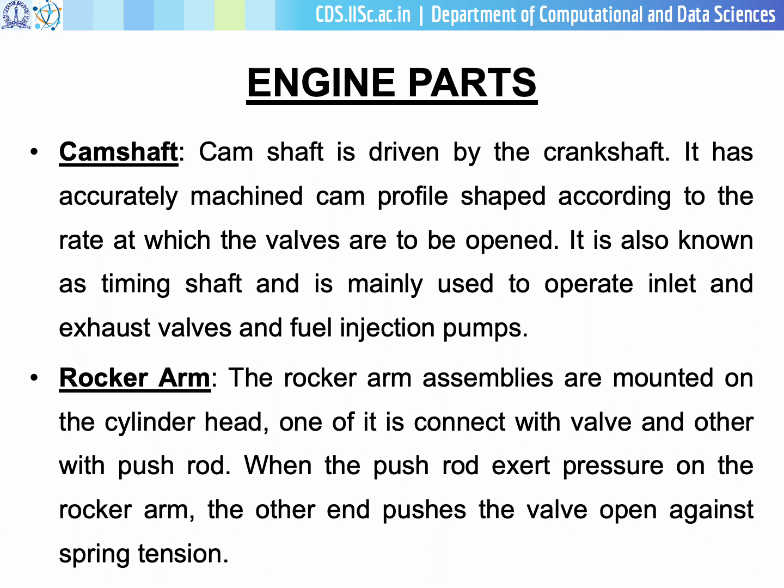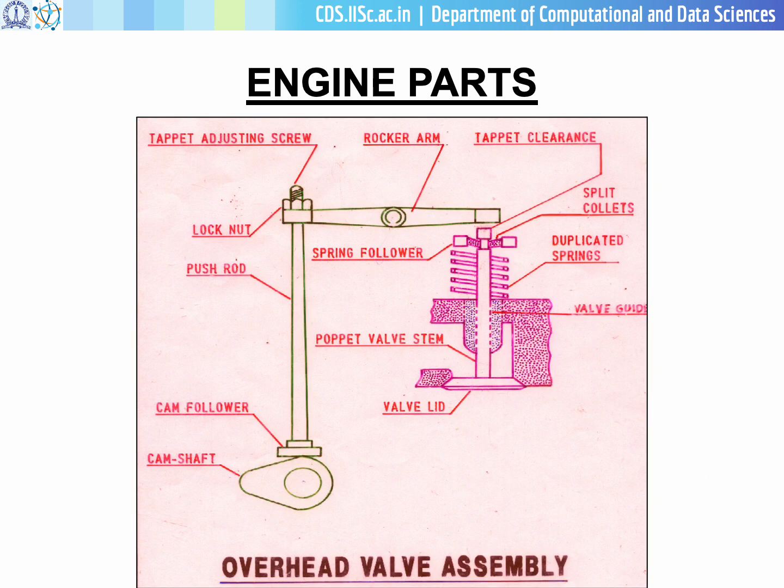The rocker arm. The rocker arm assemblies are mounted on the cylinder head. One end of it is connected with the valve and the other with the push rod. When the push rod exerts pressure on the rocker arm, the other end pushes the valve open against the spring tension. So this is the diagram of the overhead valve assembly. We can see the camshaft, the cam follower, the push rod, and the rocker arm along with the spring loaded valve in this diagram.